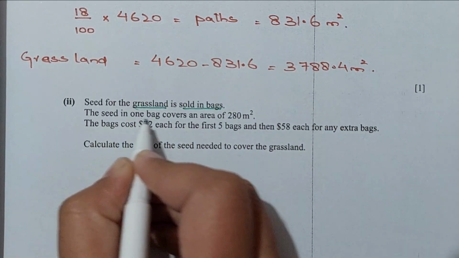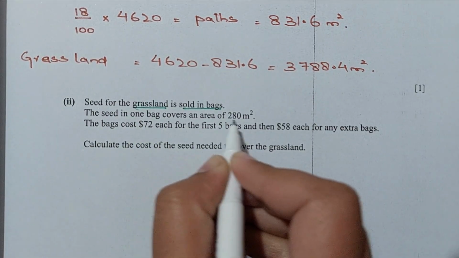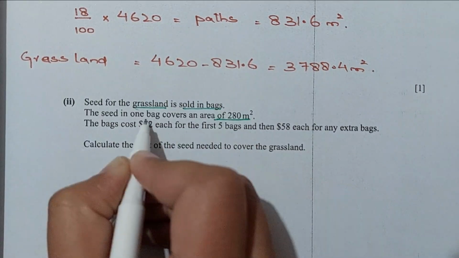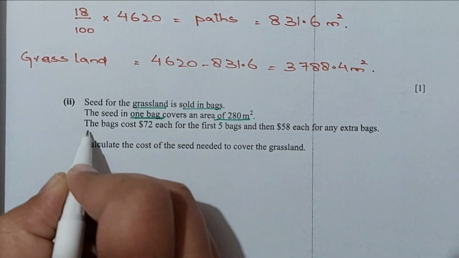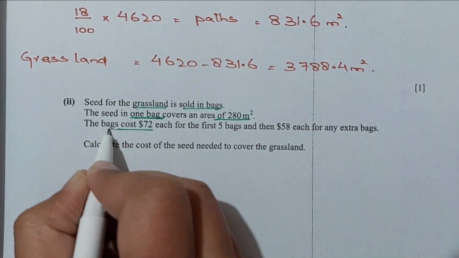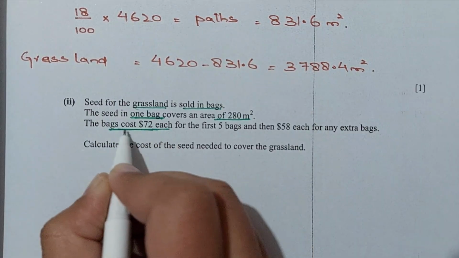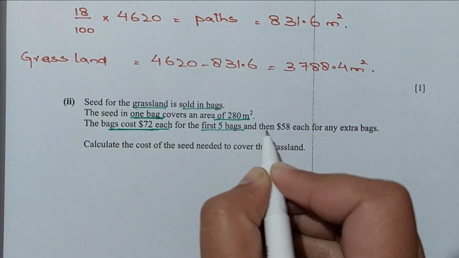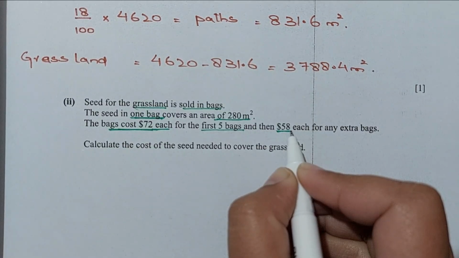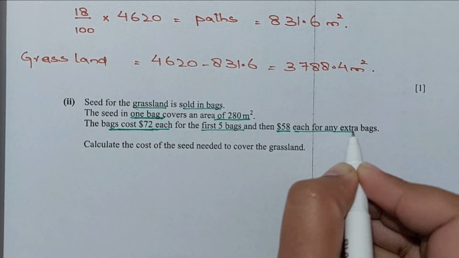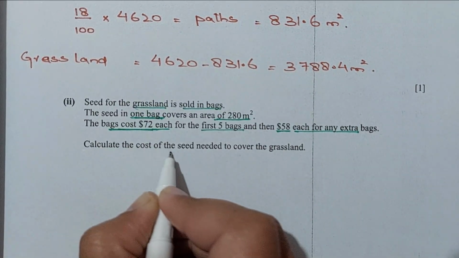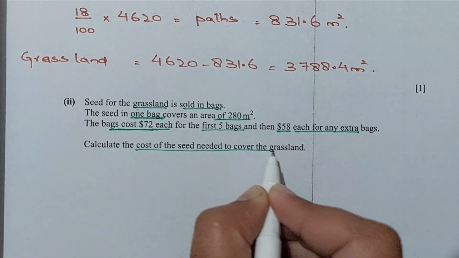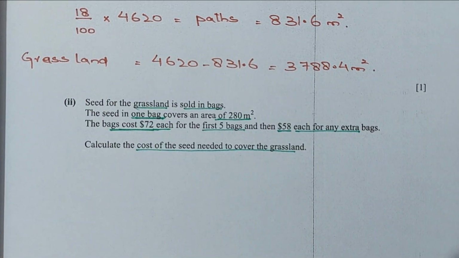Now for the second part, seed for the grassland is sold in bags. The seeds in one bag cover an area of 280 meters square. The cost of one bag is $72 for the first 5 bags, and then $58 each for the extra bags. Calculate the cost of seeds needed to cover the grassland.